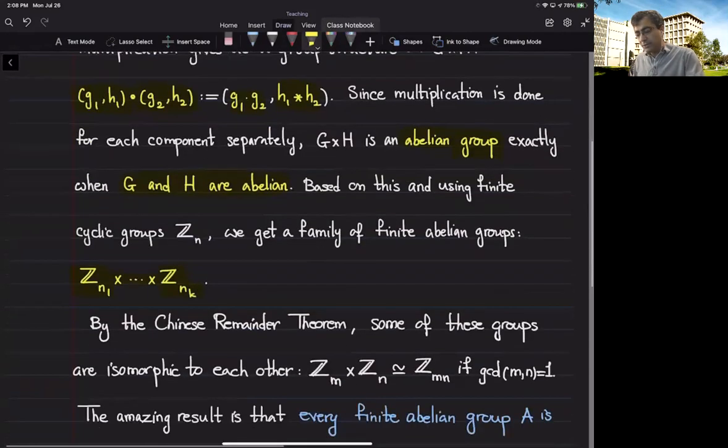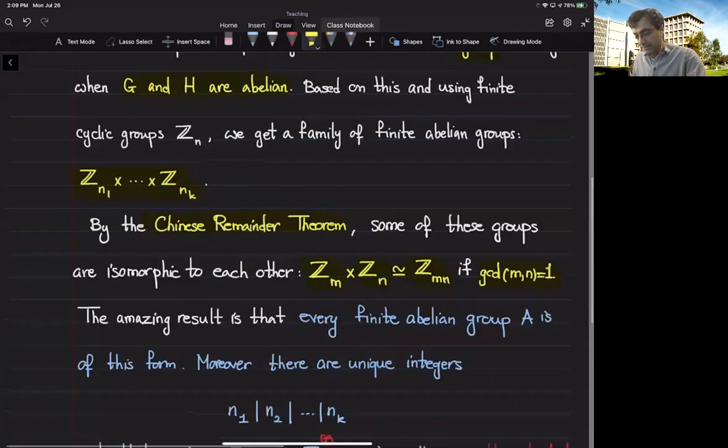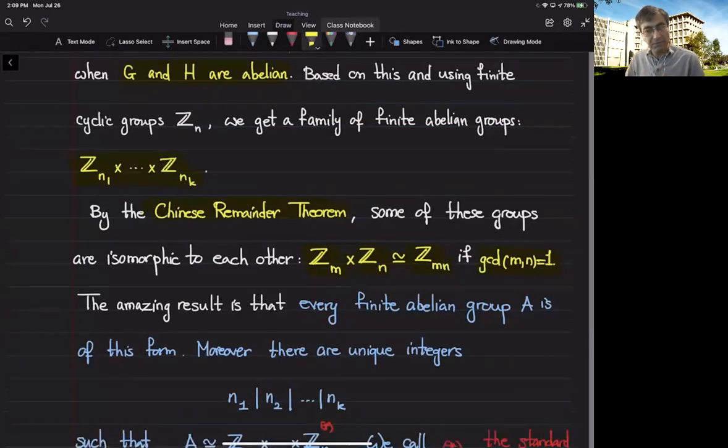Not all finite abelian groups of this type are different from the isomorphism point of view. If you remember, by the Chinese remainder theorem, we know that if m and n are coprime, then the Cartesian product of Z sub m and Z sub n is isomorphic to the cyclic group of order mn. So not all the groups of this type are distinct from the isomorphism point of view. But nevertheless, we are getting a lot of finite abelian groups. In fact, there is this amazing result which says that every finite abelian group is of this form.